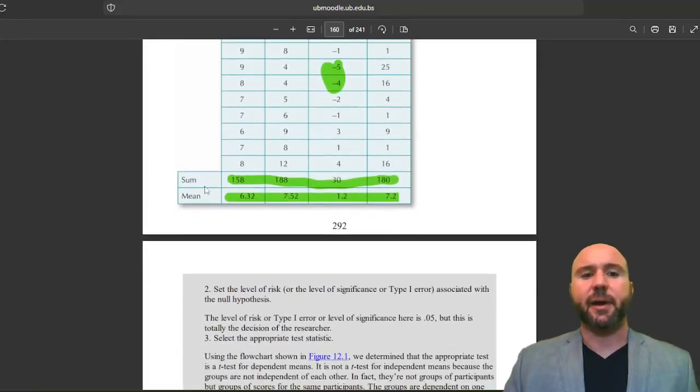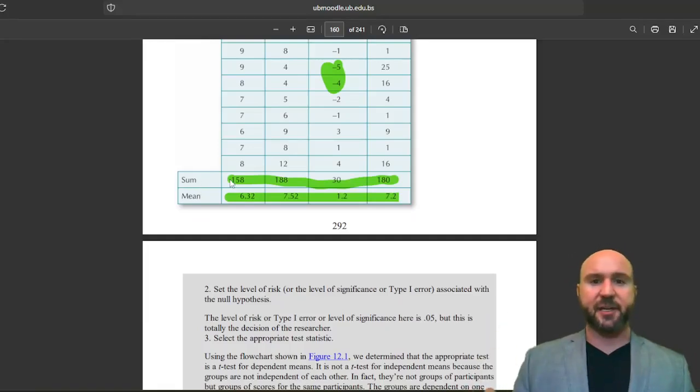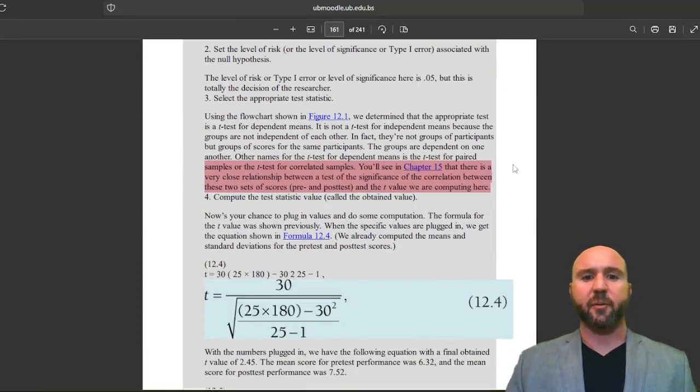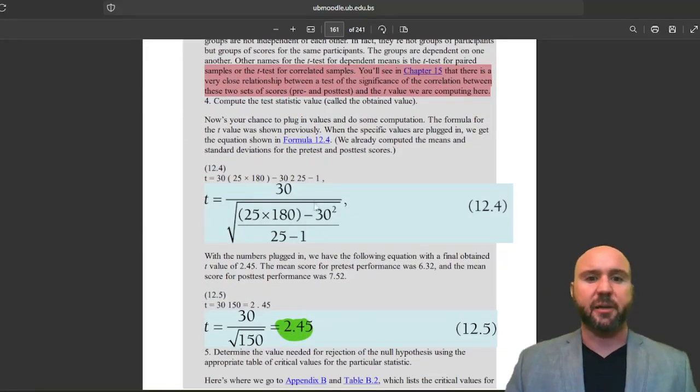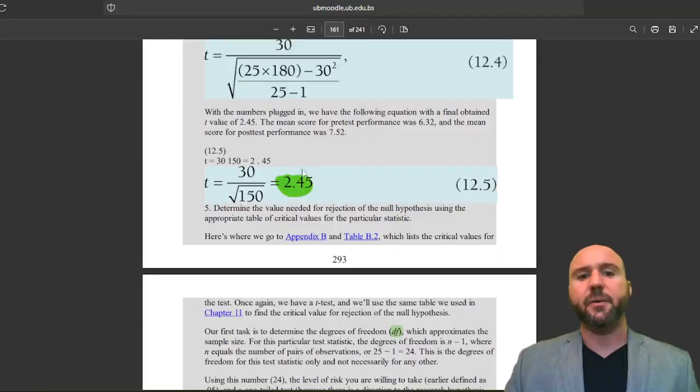Okay, then you have down here at the bottom the sum. Once we add up all these things together and we have all of the factors that are necessary for our formula, we just plug them into the formula. So that's what they did here. You can run it yourself. What we have here is our obtained value.